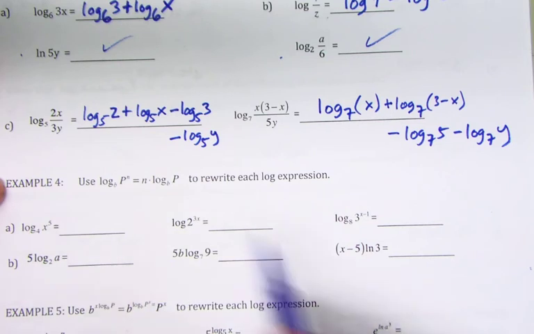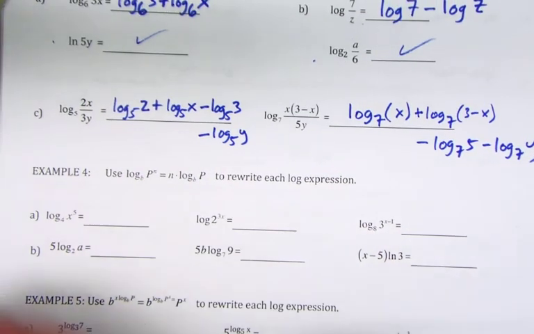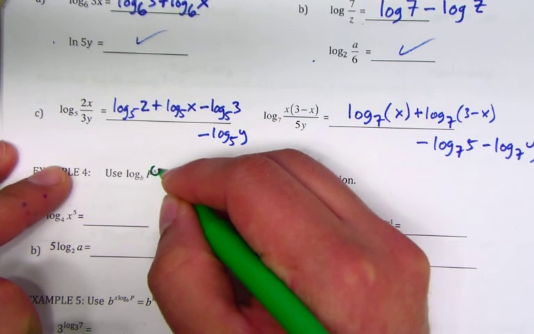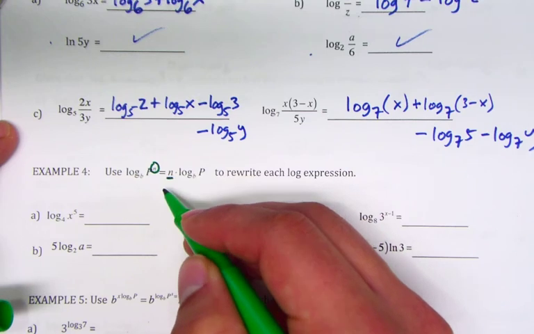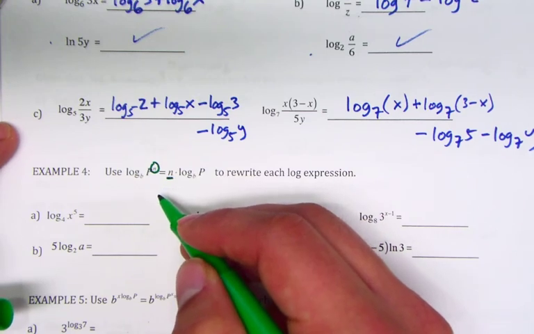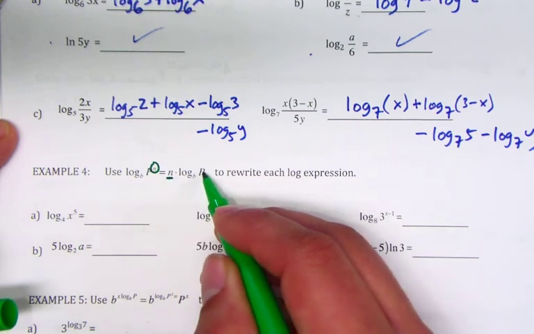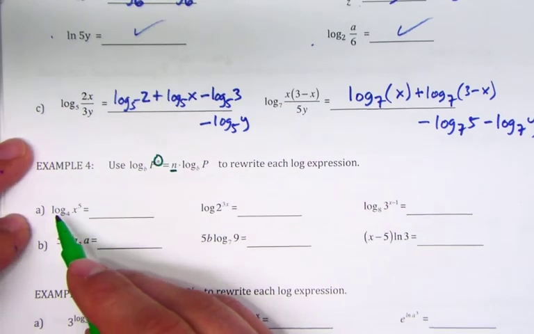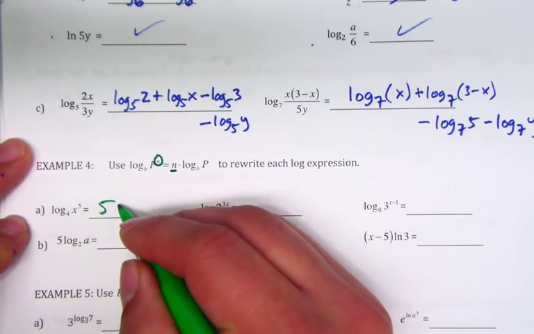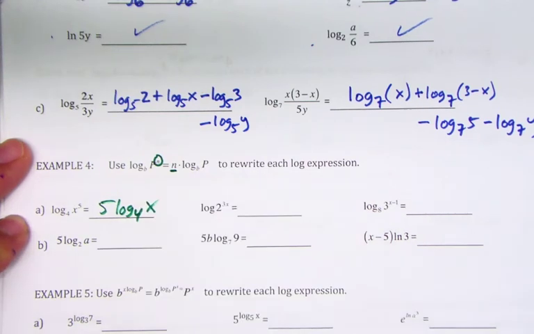Okay. Example 4, we're using this property. Whenever you have an exponent inside of a log, that can be written as a coefficient. That's the multiplication property. And vice versa. If you have a number in front of a log, you can put it in here and make it an exponent. Okay? So how could I write this? 5 times log base 4 of x. What about this one?